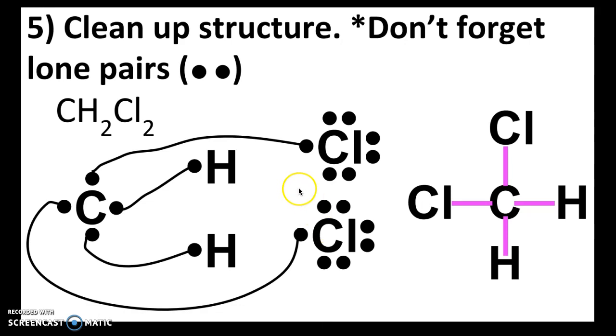Then I need to go back and take a look at my structure and make sure I didn't forget any lone pairs. If you notice on the chlorine atoms, there are all these lone pairs, so I need to make sure I put them back on the chlorine atoms. Each chlorine atom has 1, 2, 3 lone pairs. So I stick them on, and this is my cleaned up structure.